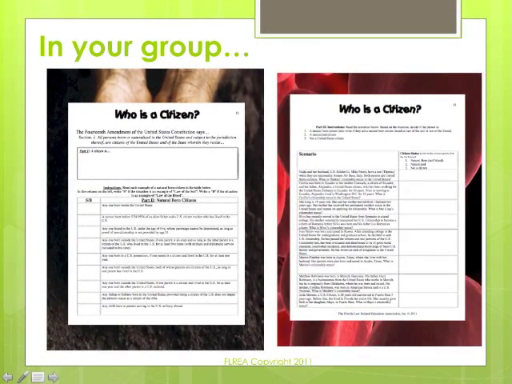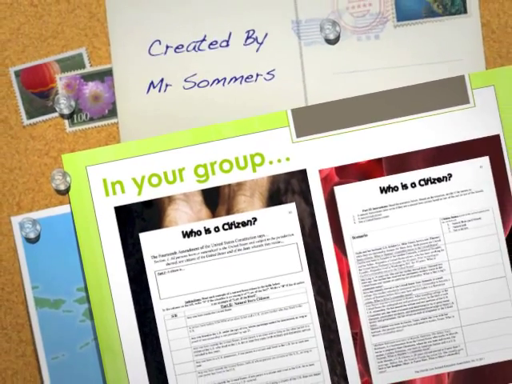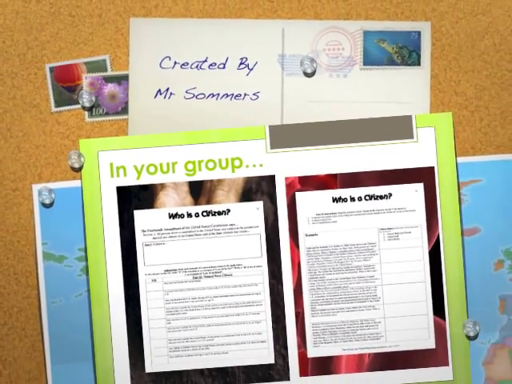After filling in your Cornell notes for the Who is Your Citizen part in your packet, I want you to work with your group to then complete the Who is a Citizen handout that is also located in your packet. You can work with your group, but you need to answer individually on your own papers. When you are done with this, you are done with the Who is Your Citizen unit.